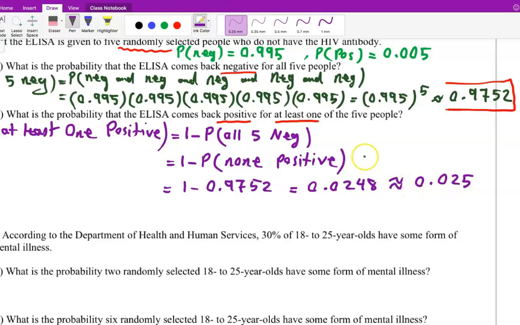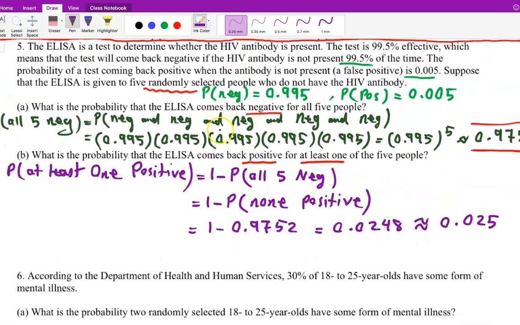It didn't ask us to round it, but I'm rounding.